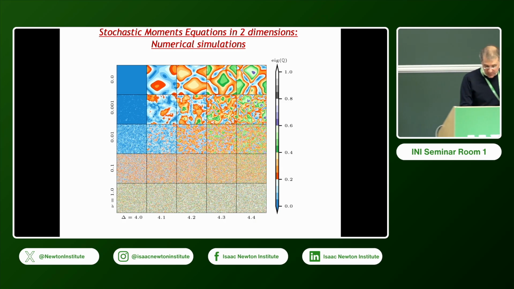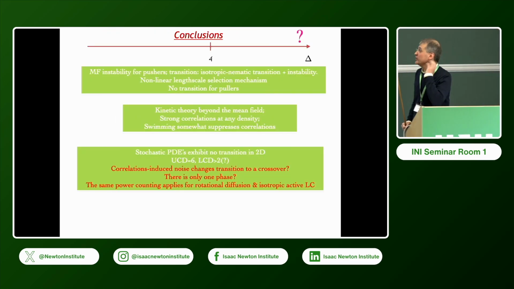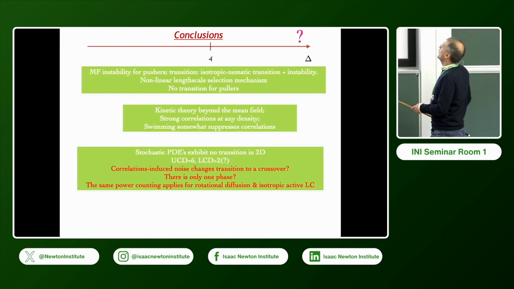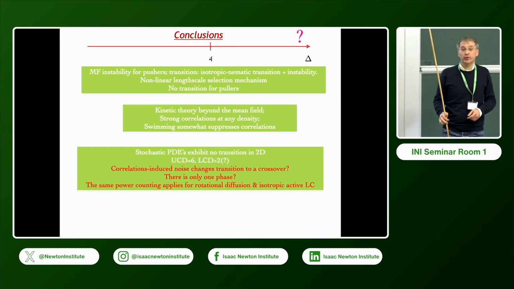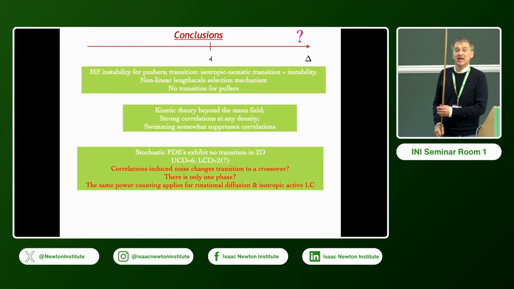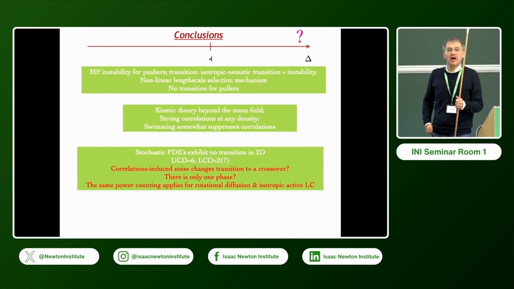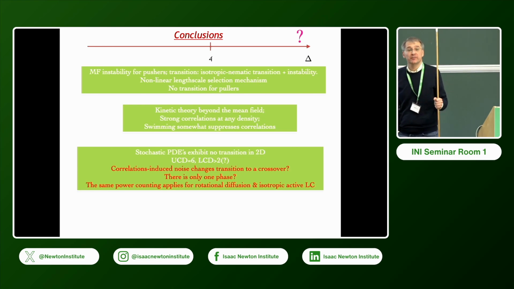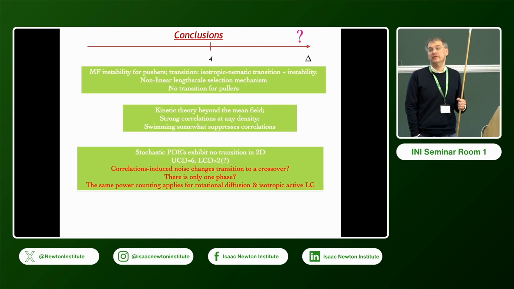And so all of this put together points to the following. When I'm looking at the transition to collective motion in 2D, I have two choices. Either there are correlations, or in terms of what we've done, there is noise, or there isn't. And there are these two types of theories which are very, very different in their phenomenology.